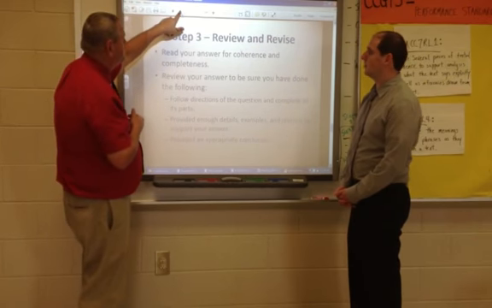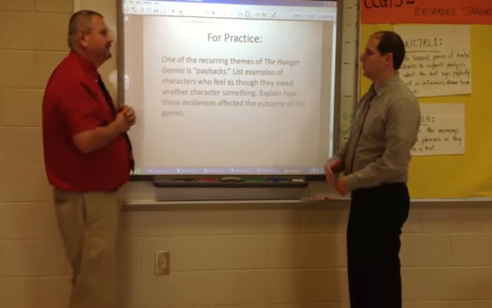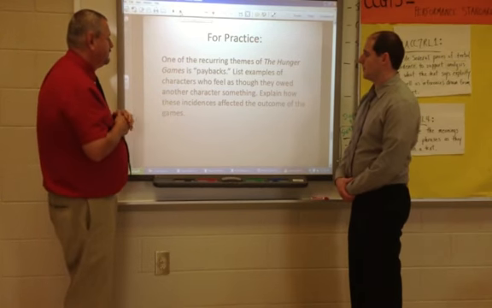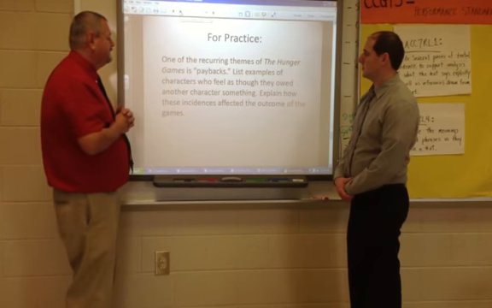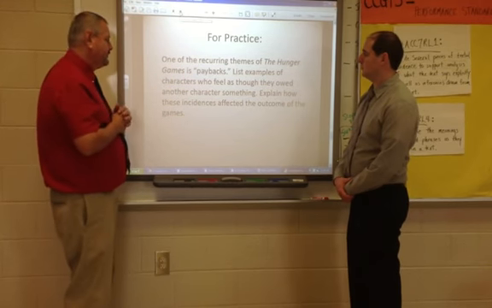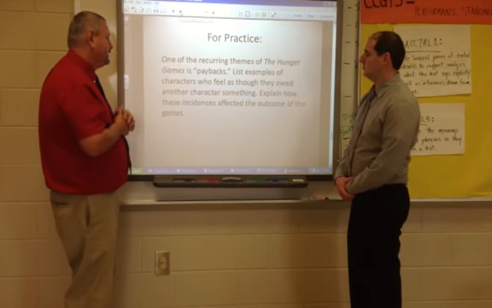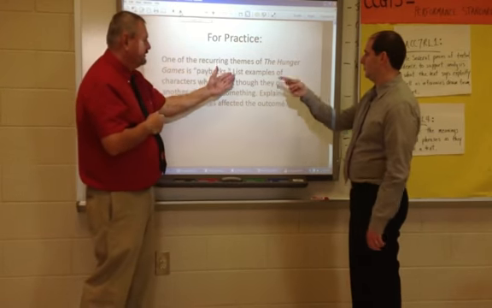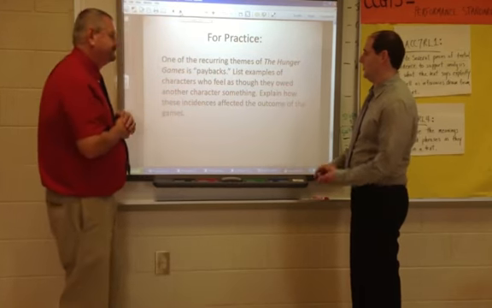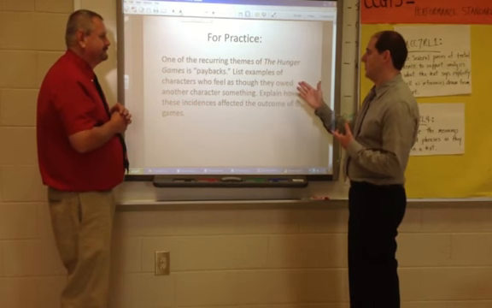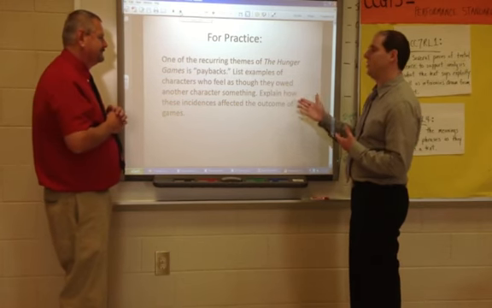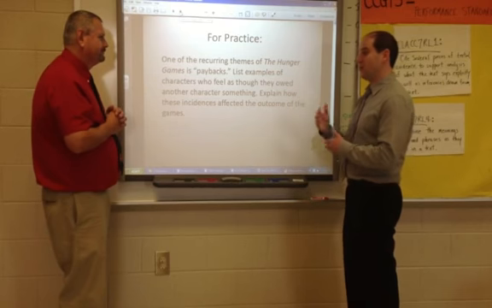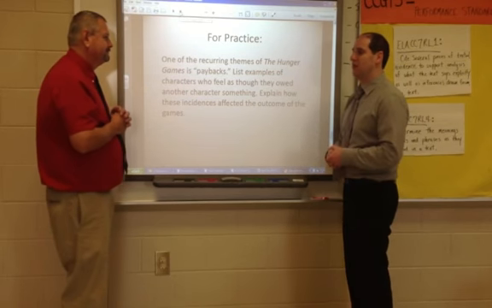So then, after we've been through this lesson, we ask them to do some practice drawn directly from our anchor text. One of the recurring themes of the Hunger Games is paybacks. List examples of characters who feel as though they owe another character something. Explain how these incidents affect the outcome of the games. And so the first thing the student would do is find the action verbs, list and explain. And they have to state a claim. These are the characters who feel, and it's supported. And looking at all of your assessment questions, they all include that.